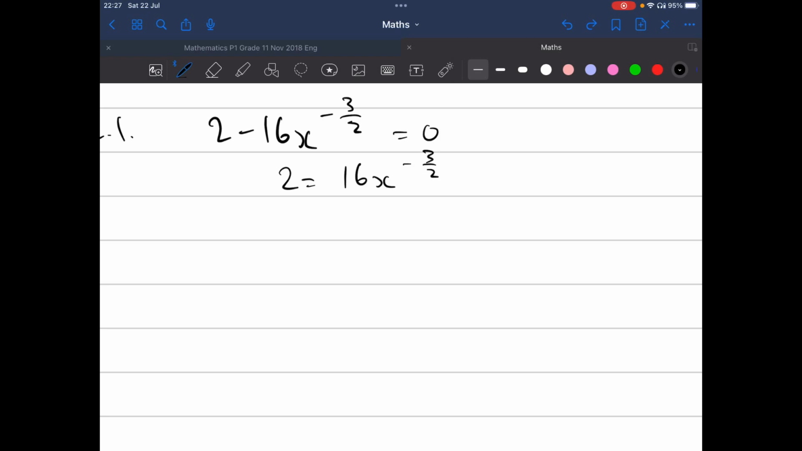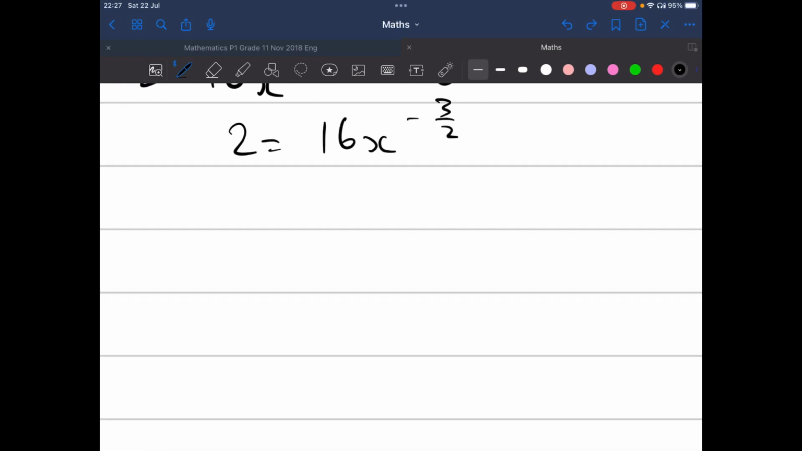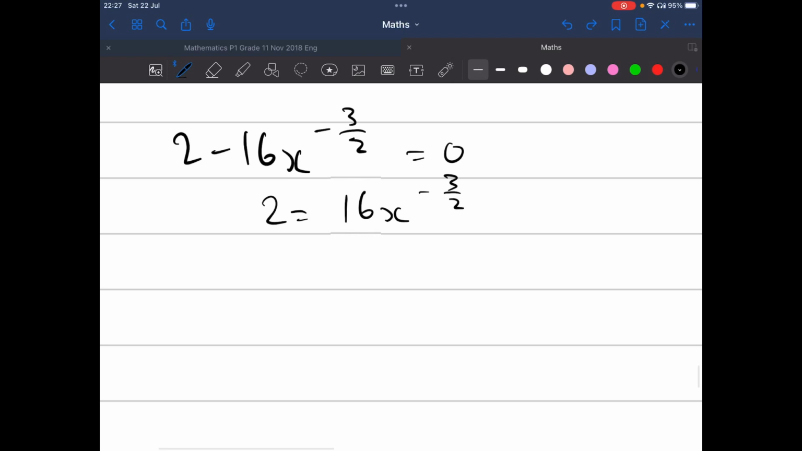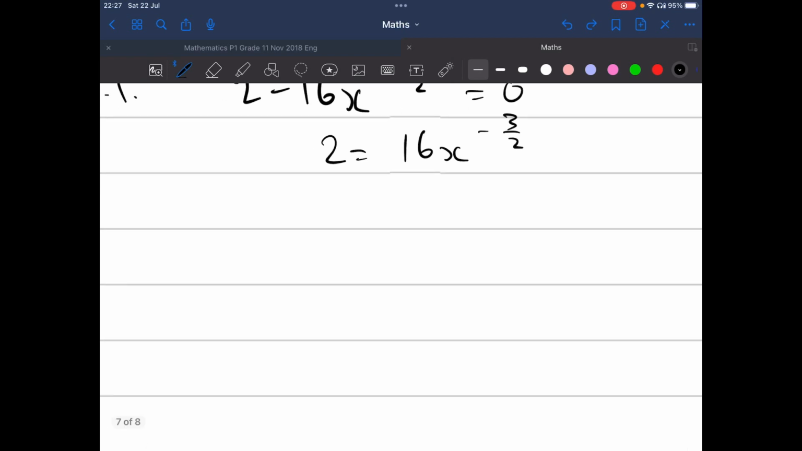Okay, and remember our goal here is to try and isolate x. Okay, so the first thing to do is to get rid of this coefficient. So let's divide both sides by 16. So on this side I'll have 1 over 8 equals to x to the power minus 3 over 2. Okay, because remember this was 2 over 16, so that's the same as 1 over 8.